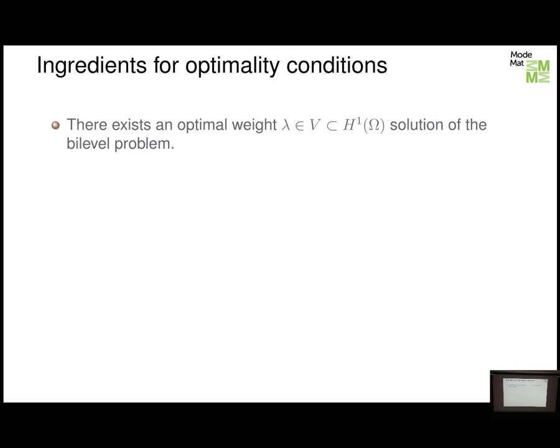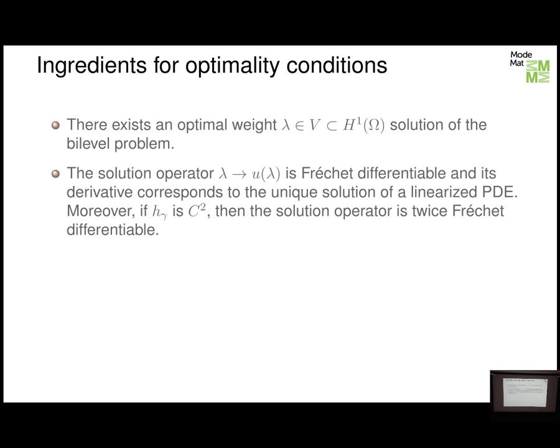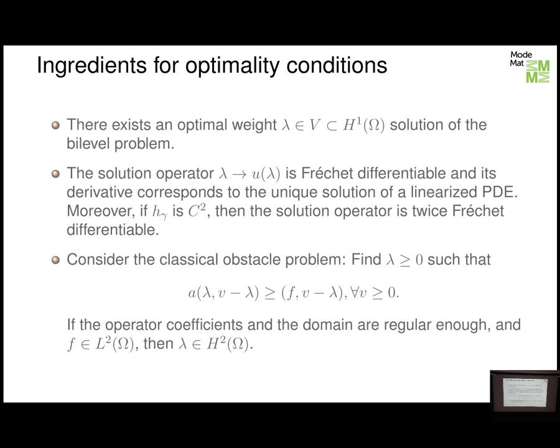So what we could prove here is that there exists an optimal weight which solves the bilevel problem. We could also prove that the solution operator is Frechet differentiable, and this is for the regularized operator. What you need is some extra regularity result, both for the Frechet differentiability and also for getting some Lagrange multiplier. And you get this regularity result out of obstacle type regularity problems for obtaining the differentiability result.